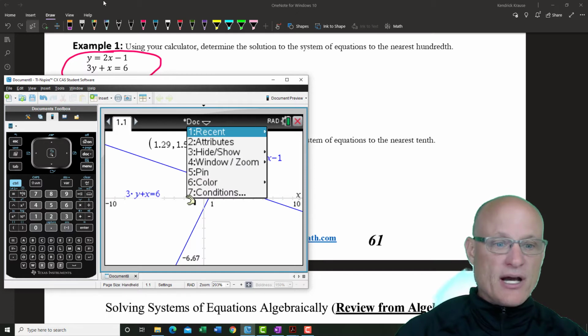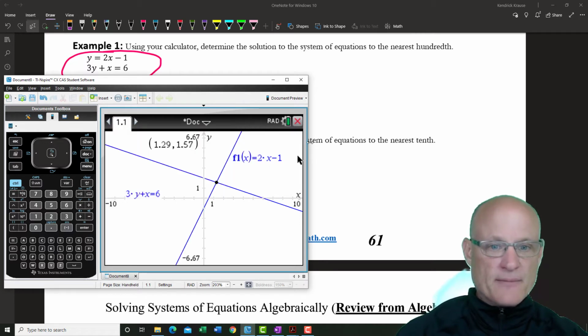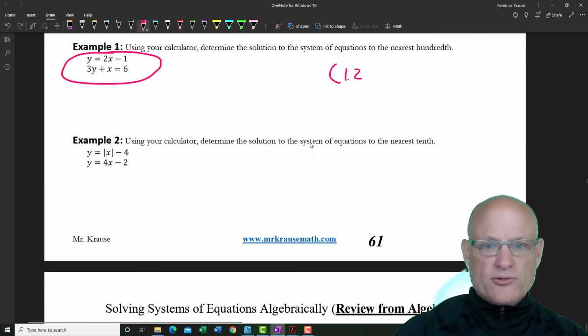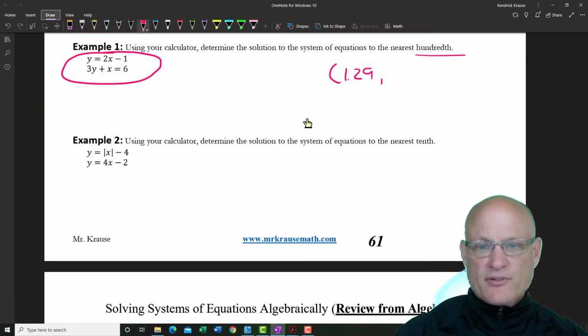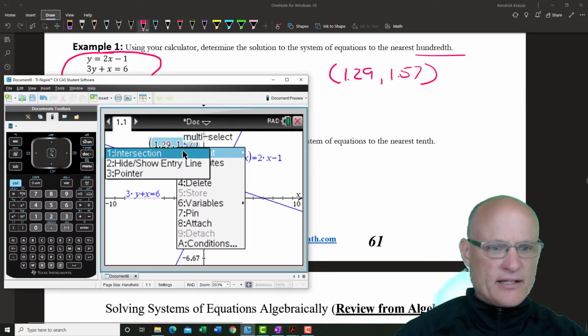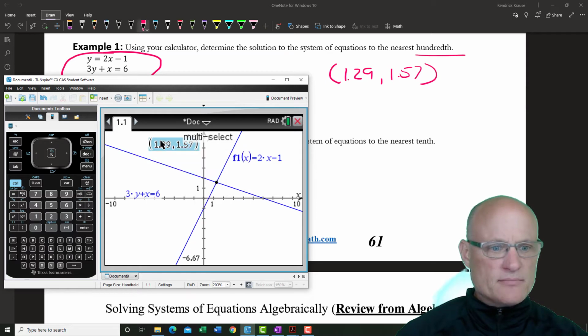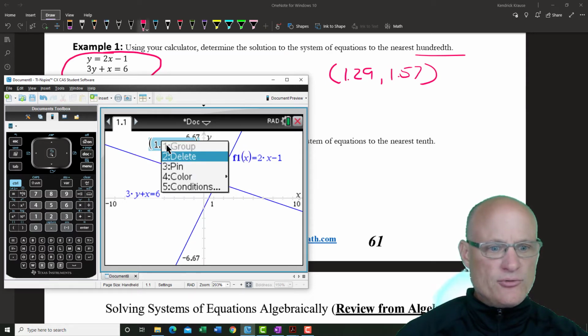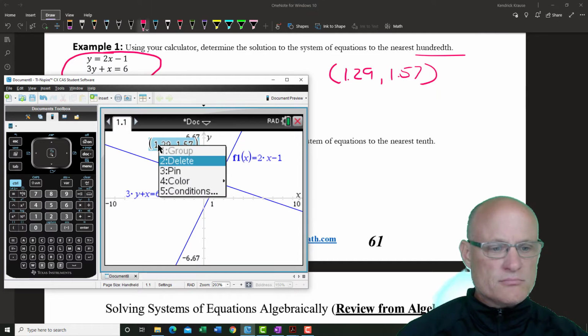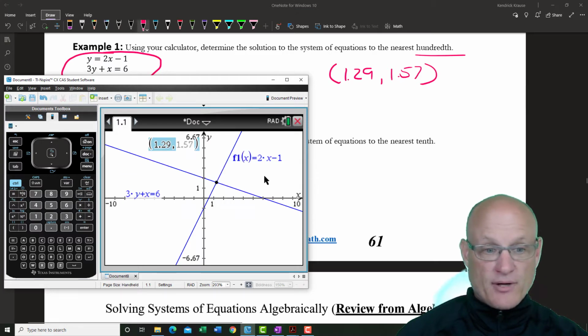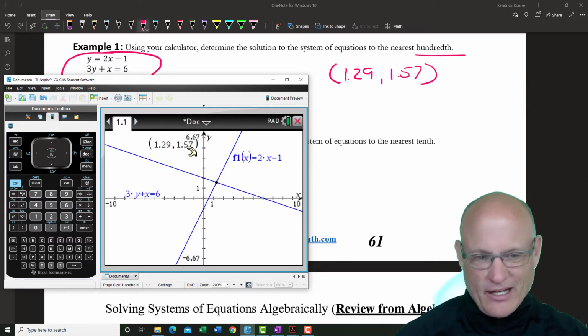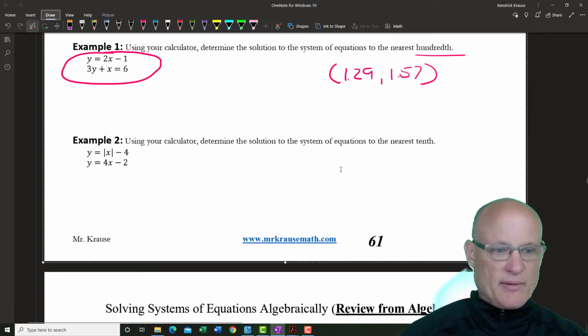1.29 comma 1.57. Now that rounded to the nearest hundredth, but you can right click on it and choose to change it. Anyway, I guess I thought you could change what those points are. Somehow you can. I'm not really worried about it. I'm not going to be that crazy about that.